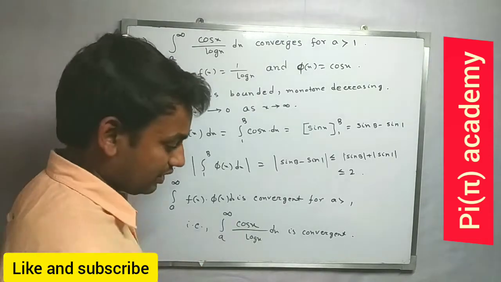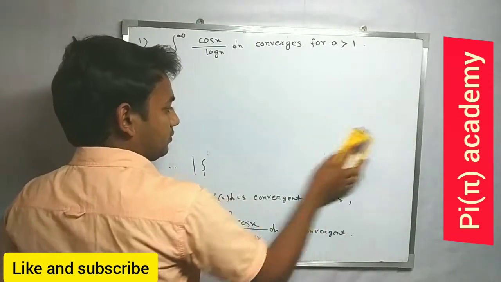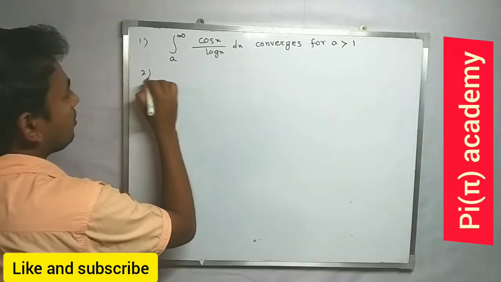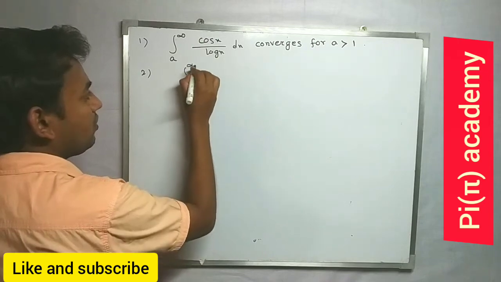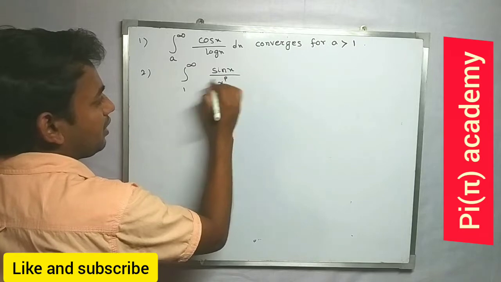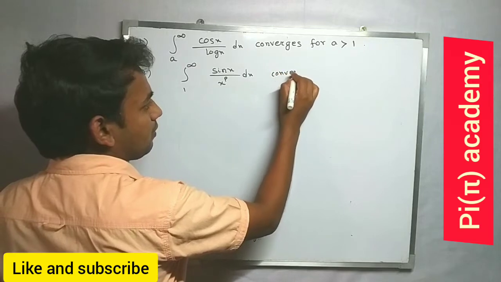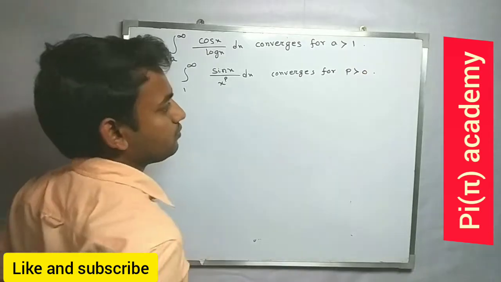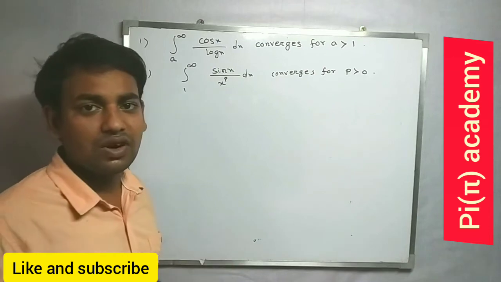Now I show you another example. I consider another example, the integral from 1 to infinity of sin x divided by x to the power p dx. This also converges for p greater than 0. Now I show by the Dirichlet test that this is convergent for p greater than 0.